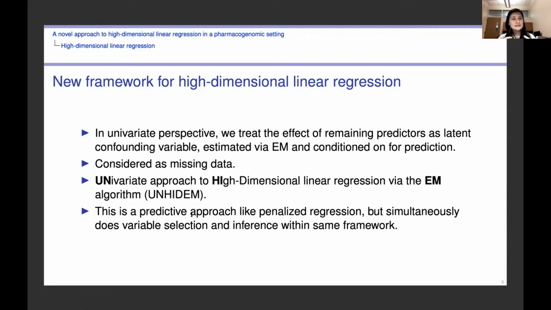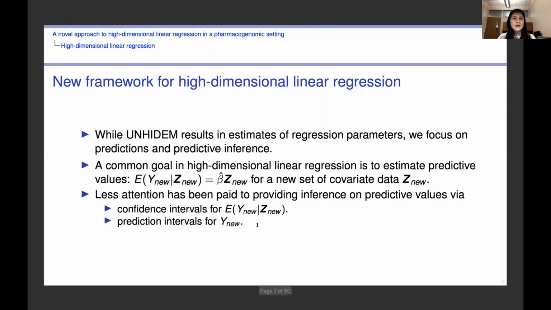And so this is a predictive approach. It gives us predictions, just like the penalized regression models that we saw earlier, the variable selection models. However, one nice thing is that we've also developed the inference within the same framework. And in terms of this inference, what people have often done is inference on the coefficients themselves, but there's also the predictive inference.